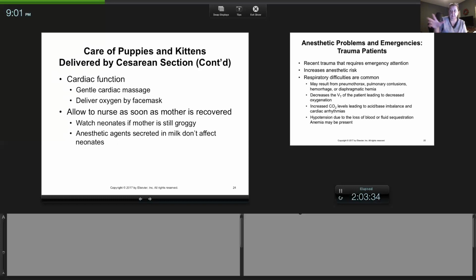And then right now, while mom's still having surgery, we usually keep the puppies in a heated box. Once mom is recovered, typically about an hour to an hour and a half after she recovers, we try to put the pups with her.